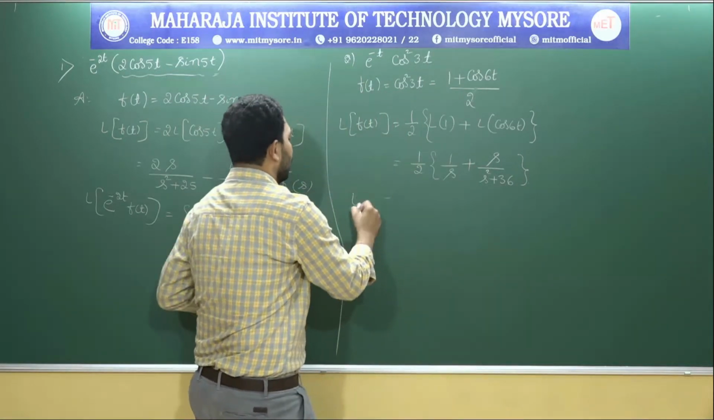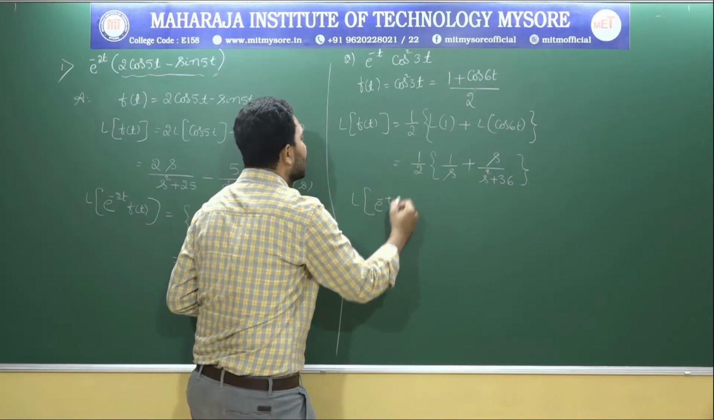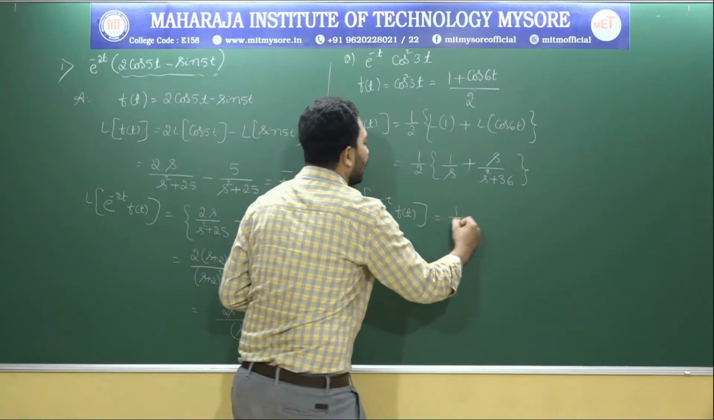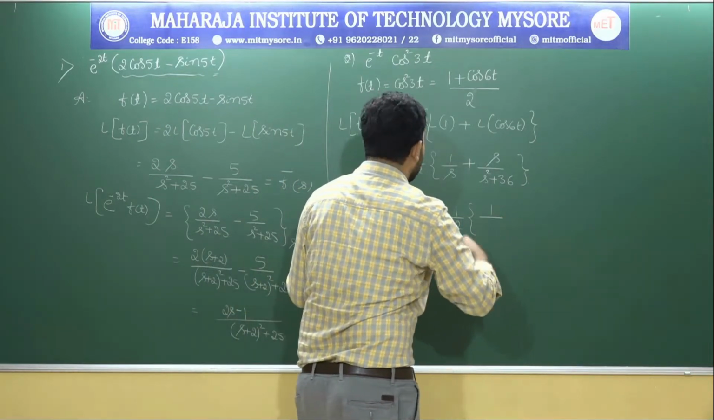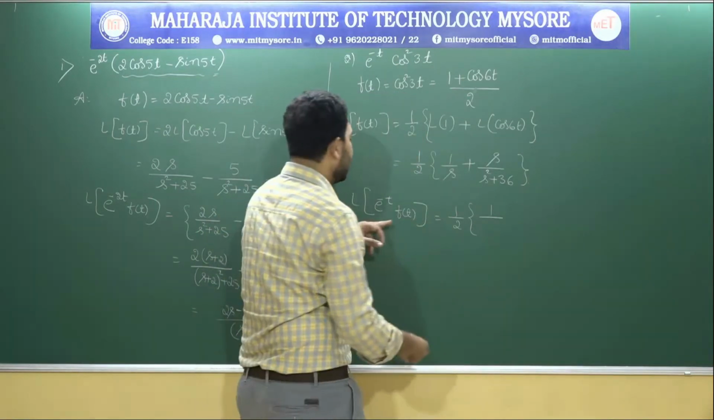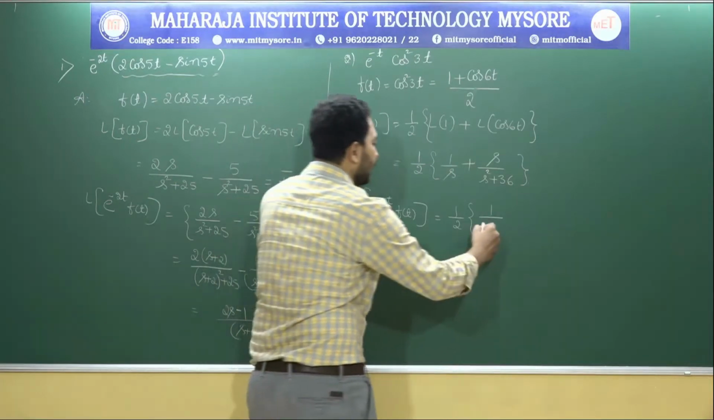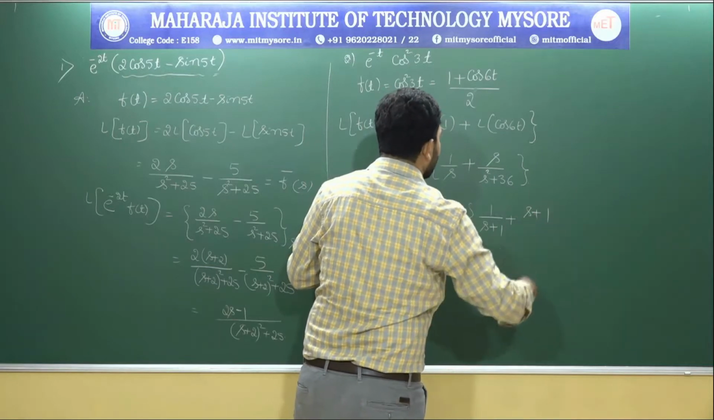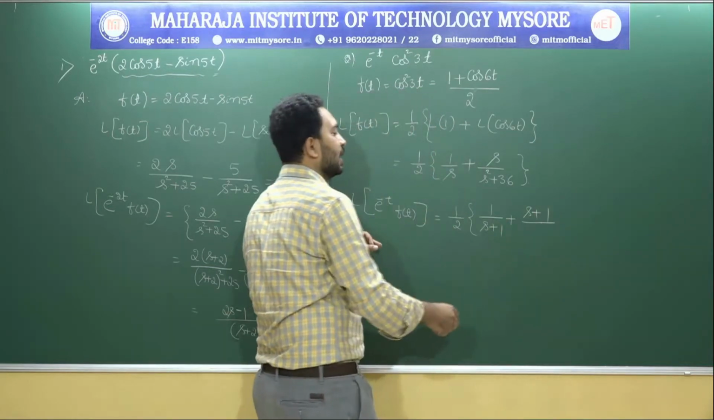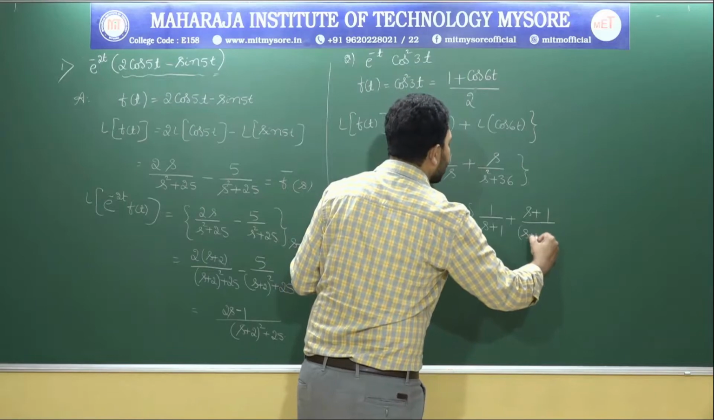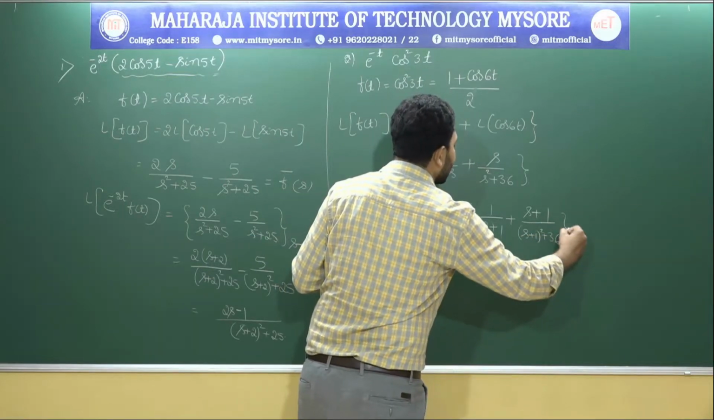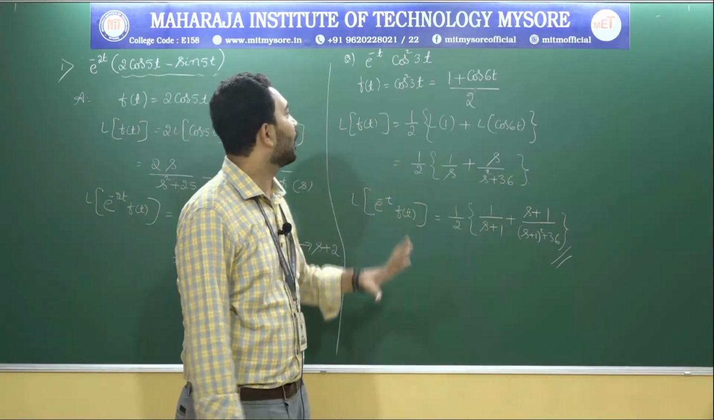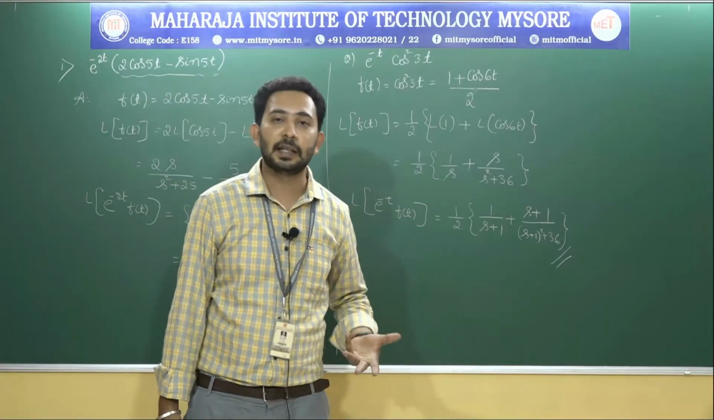Then Laplace of e power minus t into f of t is 1 by 2 into replace s by s plus a. Replace s by s plus a. Here a is 1. We will get 1 by 2 into 1 over s plus 1 plus s plus 1 over s plus 1 whole square plus 36. So this is the required result for e power minus t into cos square 3t.